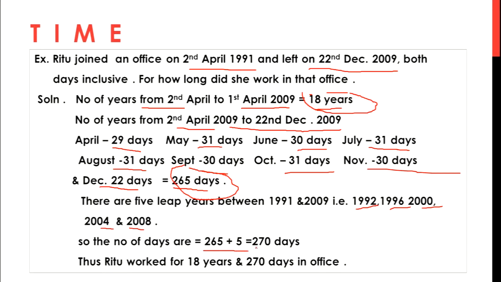That makes 270 days. Therefore, children, Ritu remained in her office for 18 years clearly, and then counting the months one by one, they make 270 days. Her tenure in the office was 18 years and 270 days. Children, you can also calculate your age, from the time you were born to today. You can calculate your age with the help of this example.